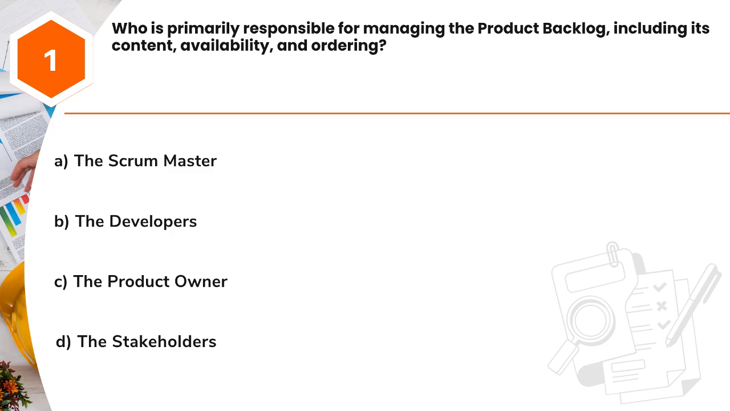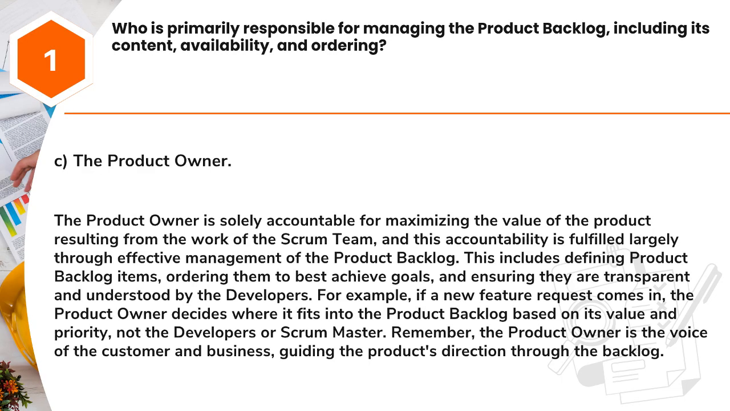Question 1. Who is primarily responsible for managing the product backlog, including its content, availability, and ordering? A. The Scrum Master. B. The developers. C. The product owner. D. The stakeholders. Answer: C. The product owner.